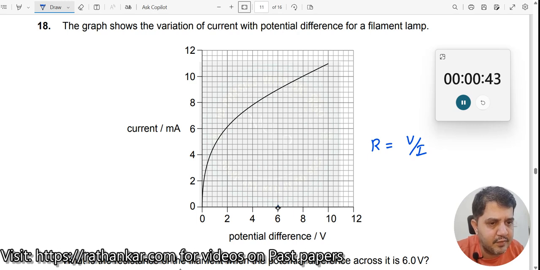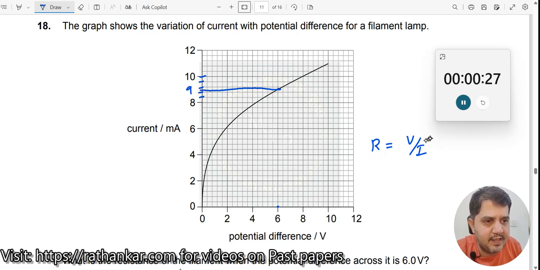So for V equal to 6 volt, it intersects at this point. What is the current here? The current here is somewhere over here. So this is 8, this should be 8.4, 8.8, 9.2, 9.6, 10. So the middle point is 9 here, right?